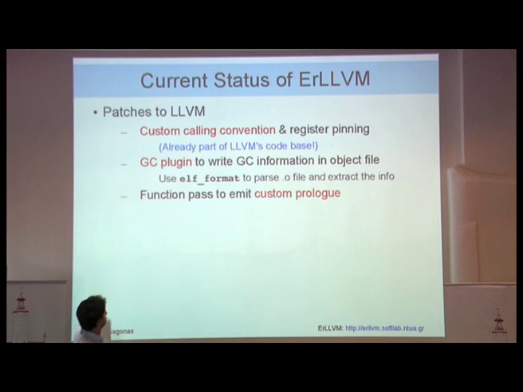There are 2 more sets of changes. We need to write a garbage collector plugin and a function pass to emit a custom prologue. These things are not already part of LLVM, but I think they are very uncontroversial, so they will accept them relatively soon.